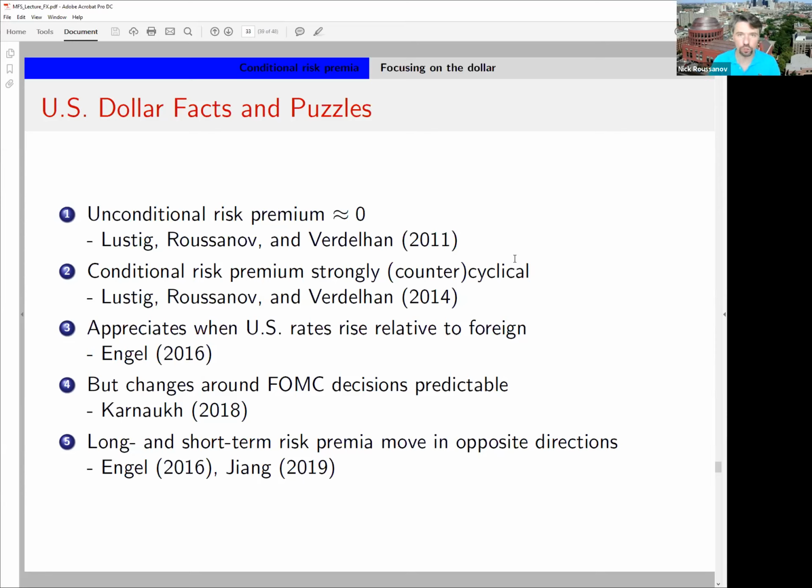Maybe it has something to do with U.S. monetary policy. Maybe it has something to do with the role of the U.S. as a risk bearer of last resort, but it's certainly not in the models that we know by now very well.